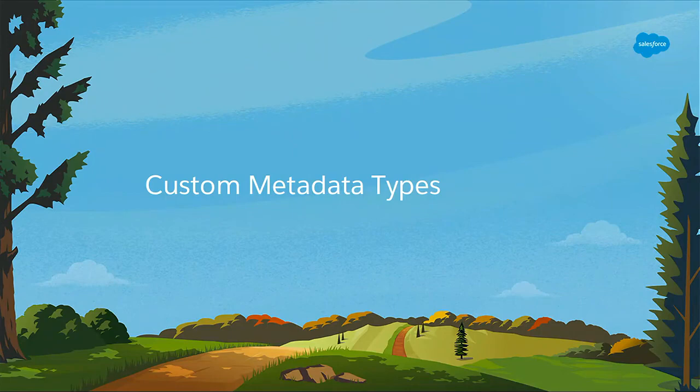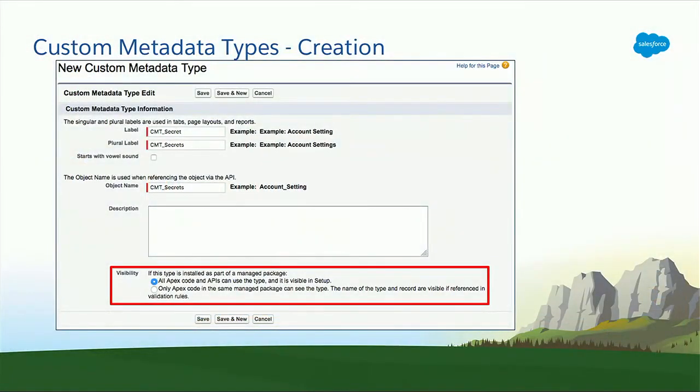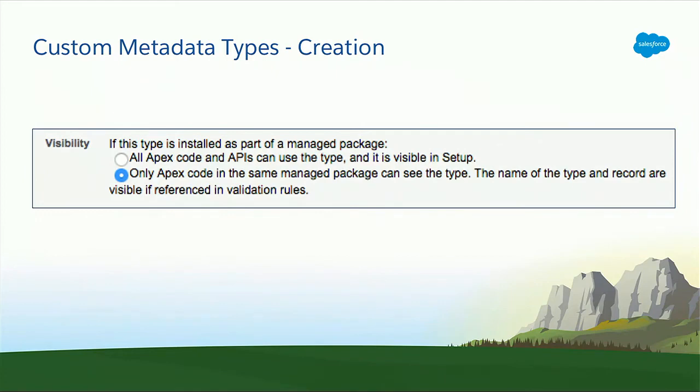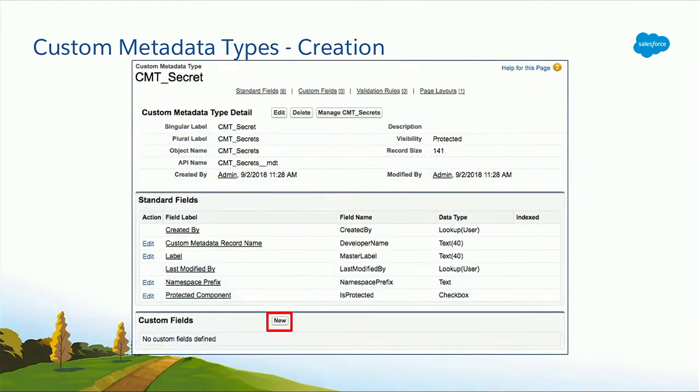All right. So now custom metadata types. These are just a bit different. It's very similar in their creation. Here I've created one called CMT_secrets, and you'll notice the visibility setting wording here is a bit different in the UI, and I think I'm going to zoom in on that just to give you kind of a visual on there. So if this type is installed as part of a managed package, you need to determine what visibility you want. Is it public or protected? Okay. So all Apex code and the APIs can be visible and set up in the top selection, but we want to protect our secrets, so we're picking the bottom configuration now.